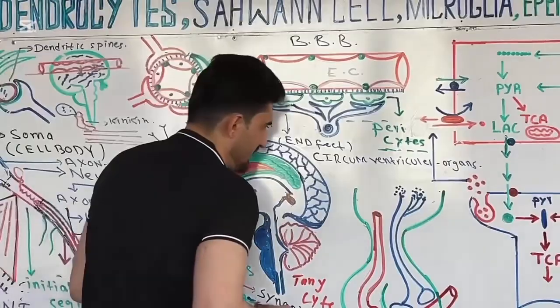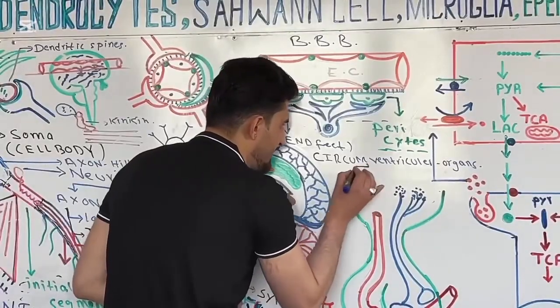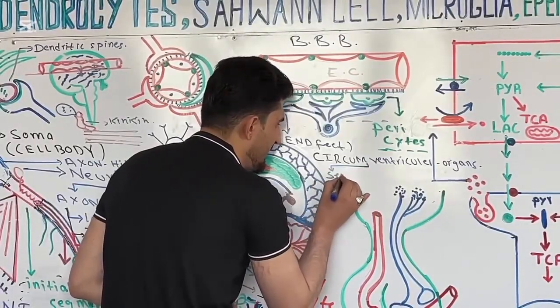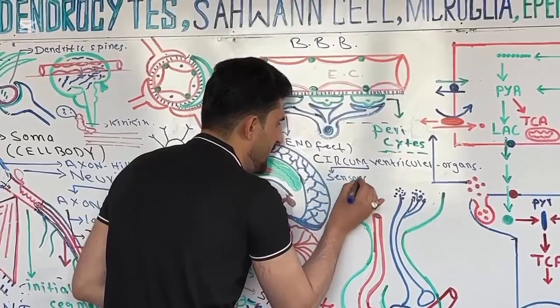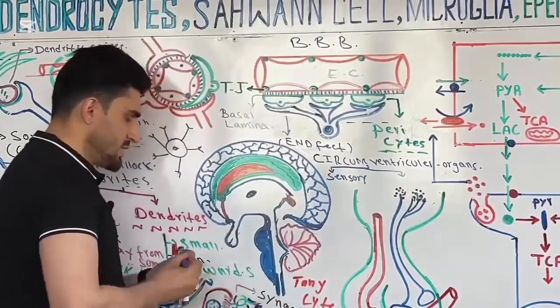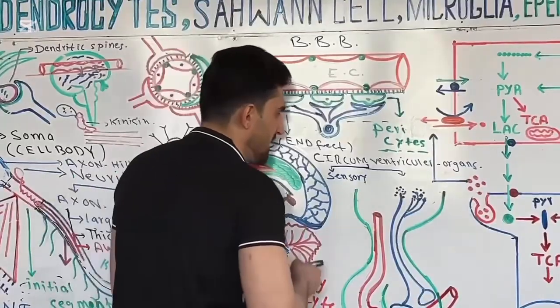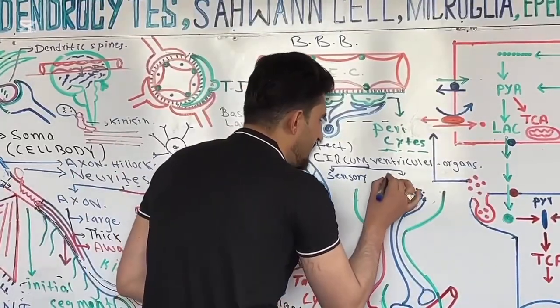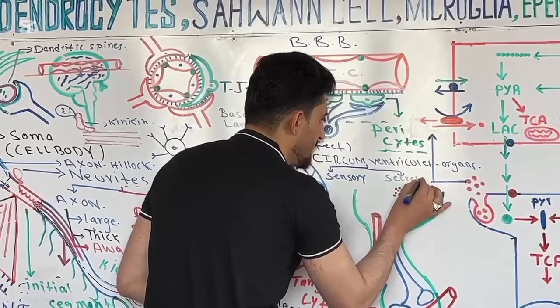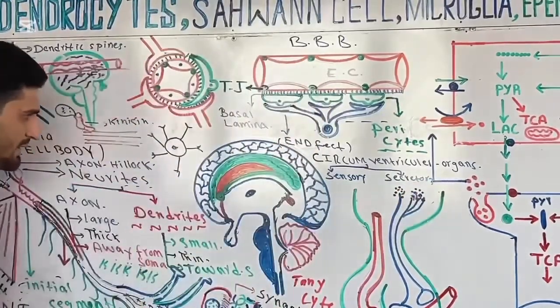Some of these organs are sensory; they sense the blood composition. Some of them are secretory. They secrete some things, some hormones, into the blood. Okay, so now let me talk about them.